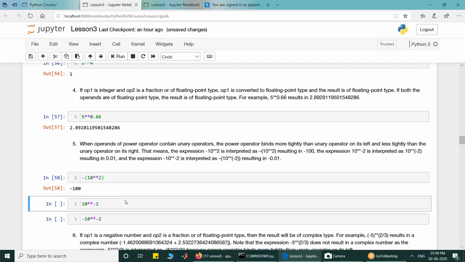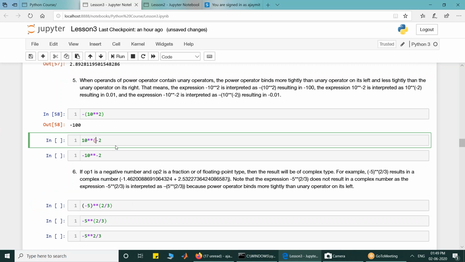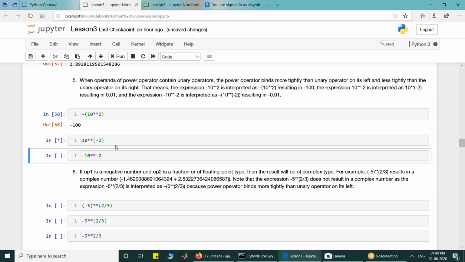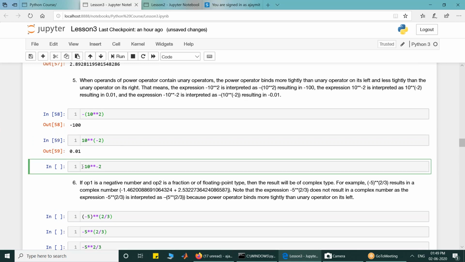But if the unary operator is on its right, power operator binds less tightly. So it binds like this. So now 2 is firstly converted to minus 2. Then 10 raised to power minus 2 comes out to be 1 upon 100, and that comes out to be 0.01. So if this is like this, 10 raised to power minus 2, students, I want you to parenthesize it and tell me in the chat box how it will be interpreted.